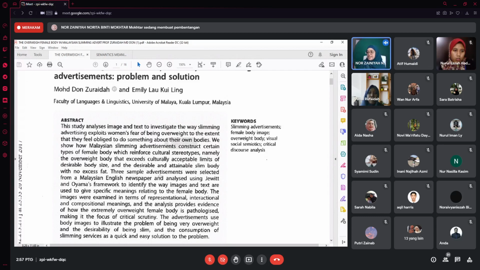This one is like a synopsis. Look at the abstract: this study analyzes image and text to investigate the way slimming advertisement exploits women's fear of being overweight to the extent that they feel obliged to do something about their own bodies. There you can actually see why it is exploratory: because of the word investigate.